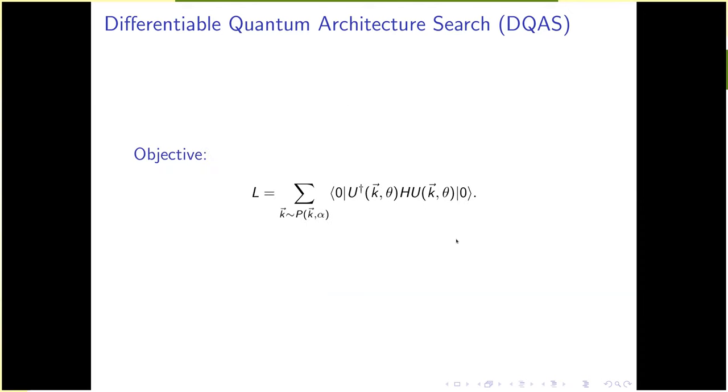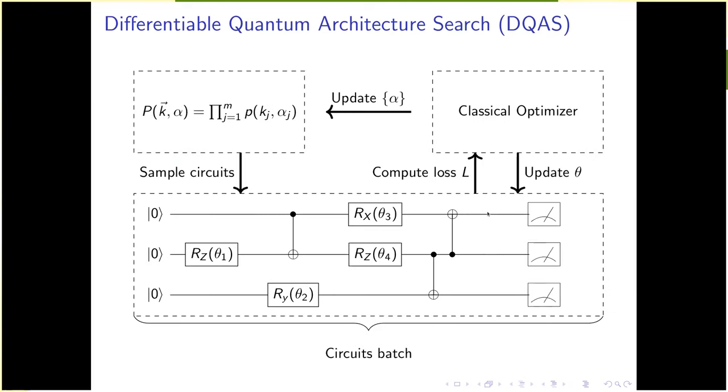Therefore, the objective function for DQAS has the following form. This is the sum over our cost function. We remember that in the variational eigensolver formula, that was our objective: the input state, the given circuit sampled from our distribution, the observable, and so on.